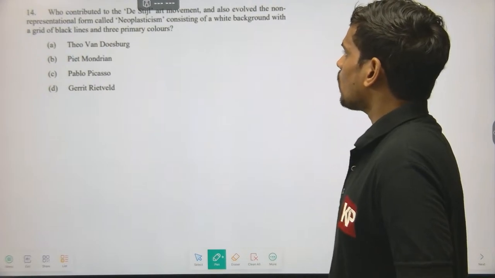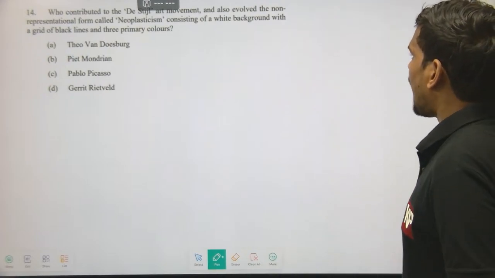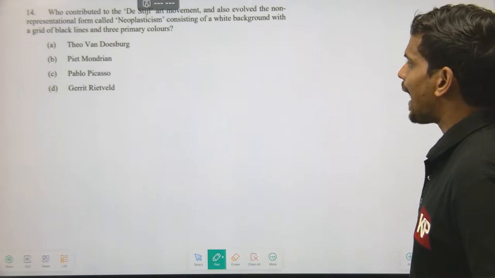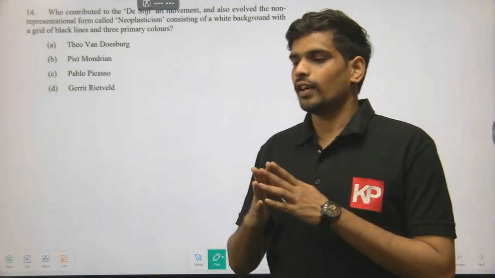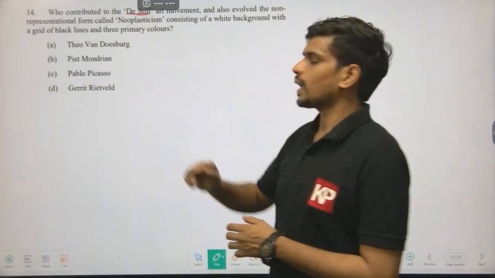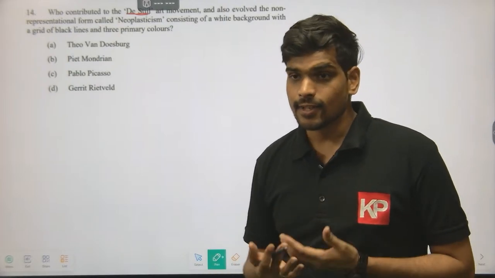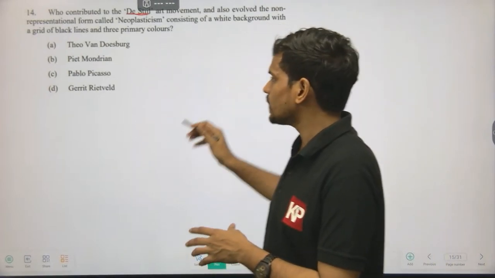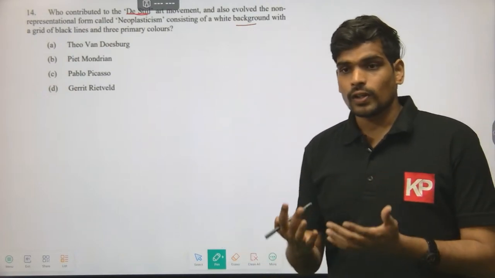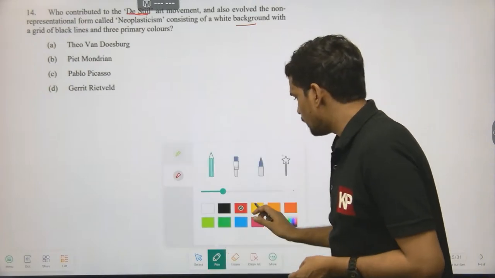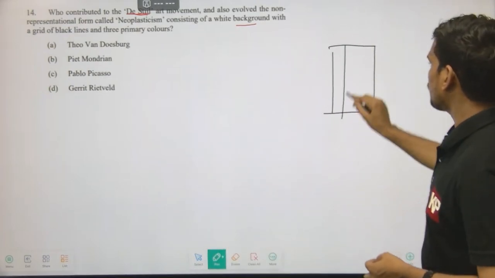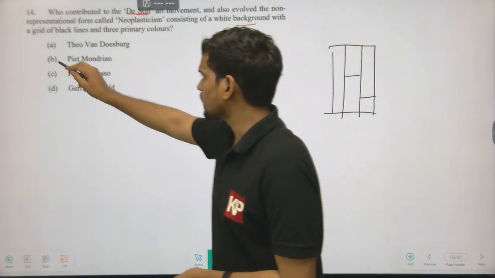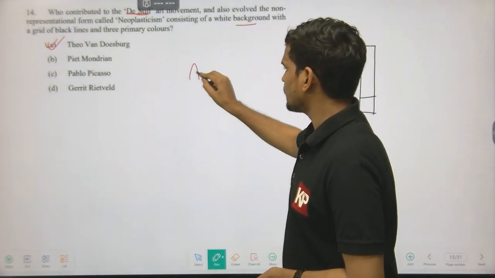Next one, 14th one. Who contributed to the De Stijl art movement and also evolved the non-representational form called neoplasticism, consisting of a white background with a grid of black lines and three primary colors? This concept of De Stijl became popular in the Netherlands. It was promoted by Dutch artists and architects. The concept of De Stijl style is a white background with a black grid over it, and the composition filled with primary colors, that is red, yellow and blue. This particular approach was first given by Theo van Doesburg. So that's the answer for this question.